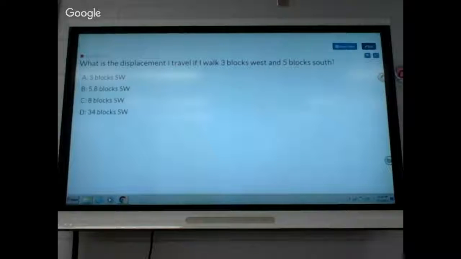Find his displacement. If I walk 3 blocks west and 5 blocks south, what's my displacement? Yeah, hang on. It's easier to just get everybody one than it is to keep doing it over and over again. Okay?